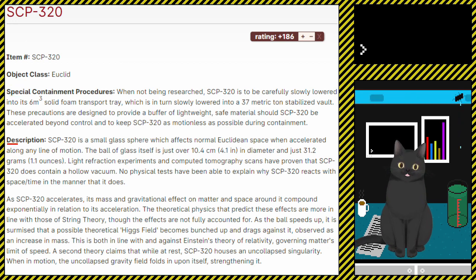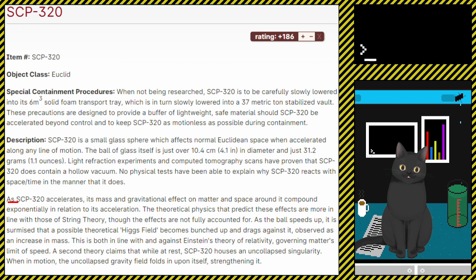Description: SCP-320 is a small glass sphere which affects normal Euclidean space when accelerated along any line of motion. The ball of glass itself is just over 10.4 centimeters or 4.1 inches in diameter, and just 31.2 grams or 1.1 ounces. Light refraction experiments and computed tomography scans have proven that SCP-320 does contain a hollow vacuum. No physical tests have been able to explain why SCP-320 reacts with space and time in the manner that it does.